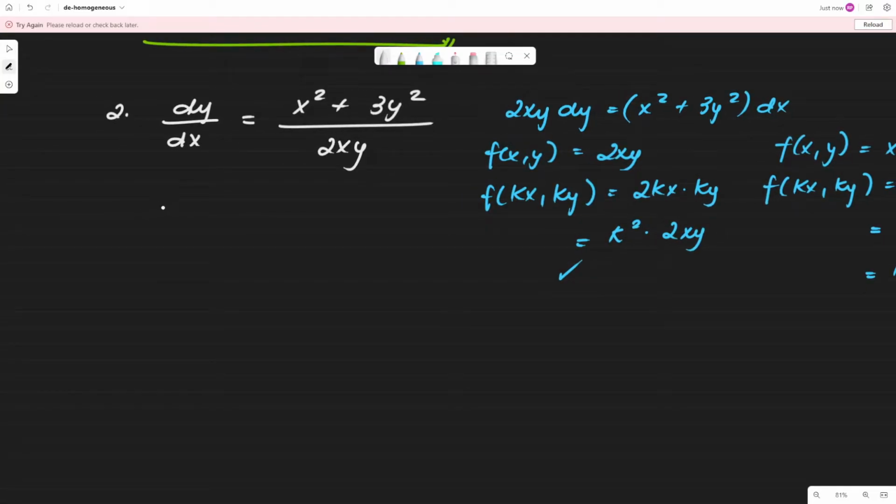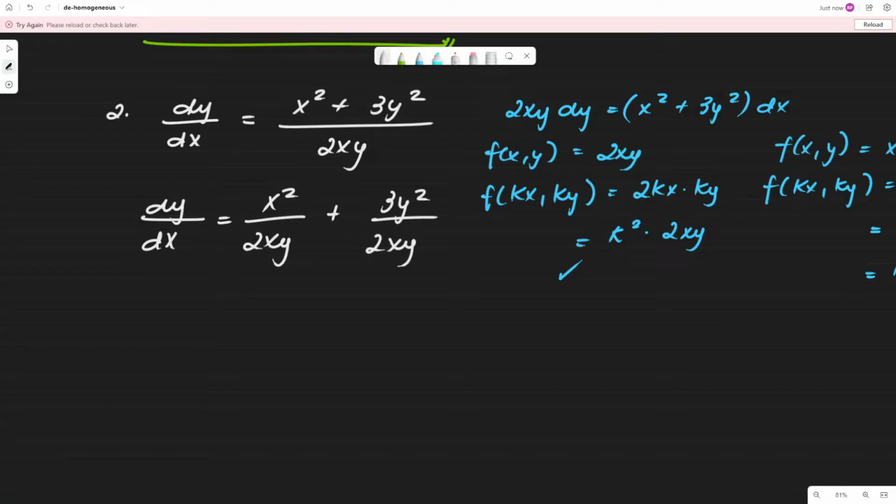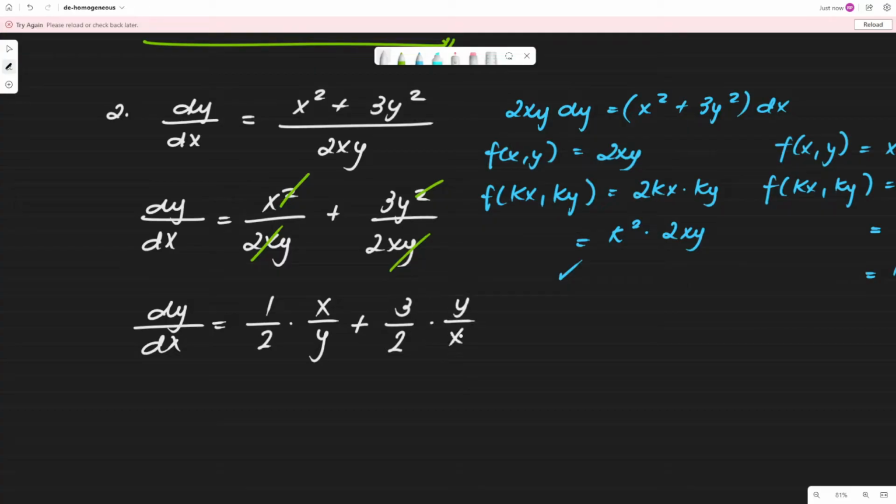So we have here dy over dx equals x squared over 2xy plus 3y squared over 2xy. Tapos let's cancel yung mga pwede natin makancel. Dito makakancel yung isang x, so we'll have x over y. Then dito naman cancel yung isang y, so we'll have y over x. So we have here dy over dx is equal to 1/2 multiplied to x over y plus 3 over 2 times y over x.